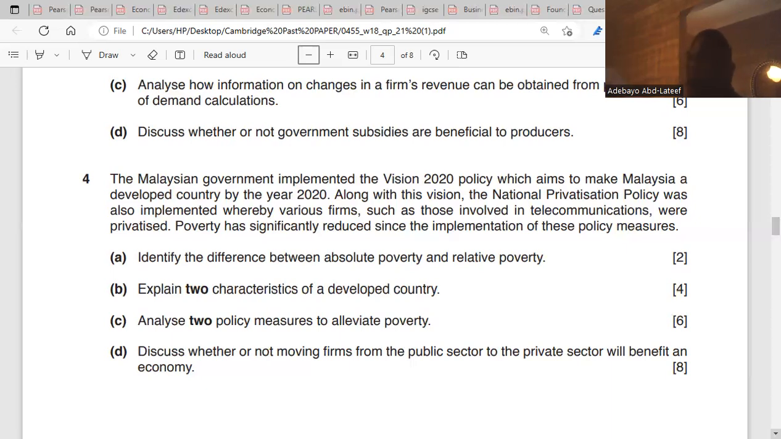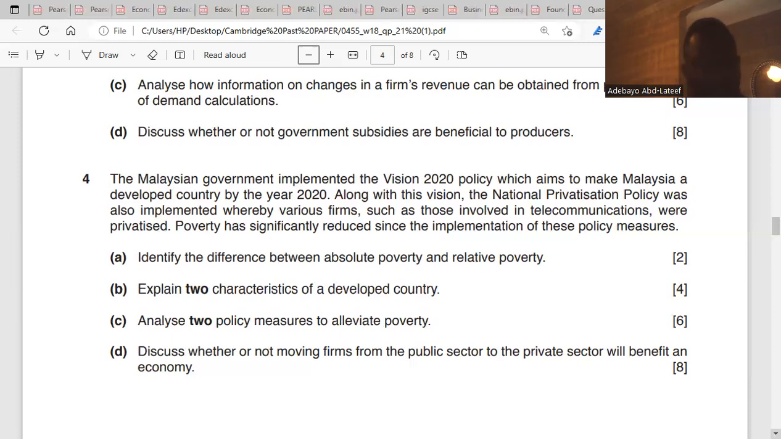The Malaysian government implemented the Vision 2020 policy, which aims to make Malaysia a developed country by the year 2020. Along with this vision, the national privatization policy was also implemented, where various firms, such as those involved in telecommunications, were privatized. Poverty has significantly reduced since the implementation of these policy measures.